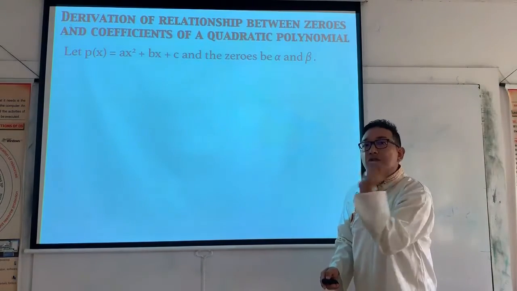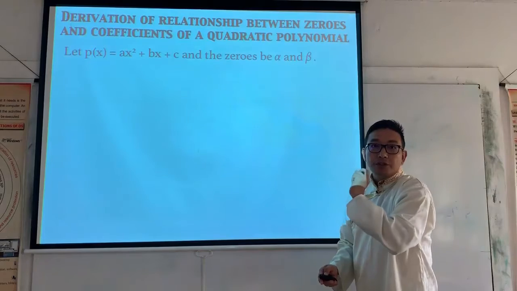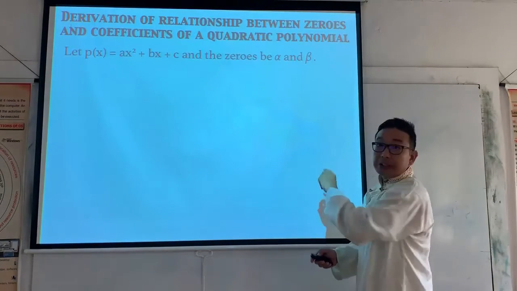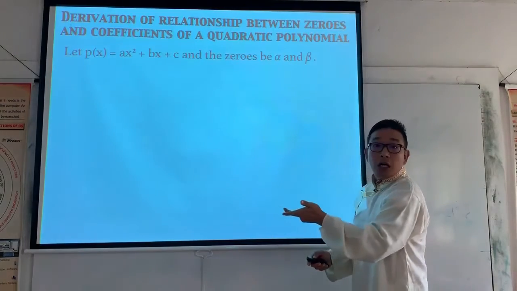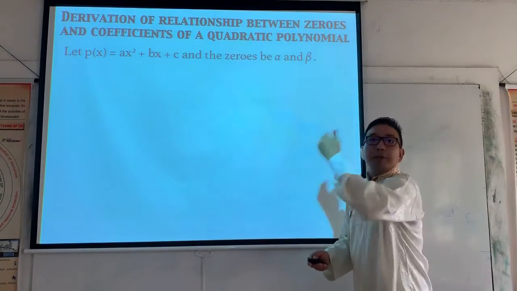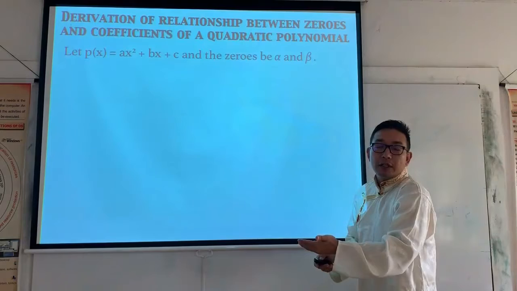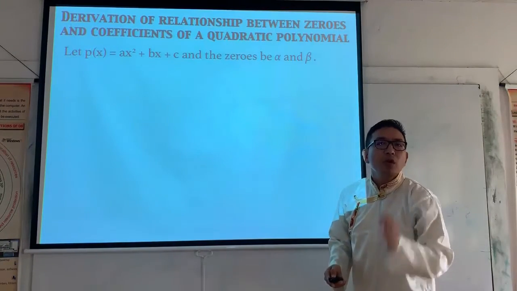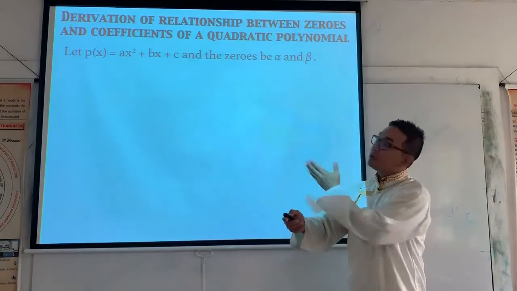The zeros are alpha and beta, so x is equal to alpha and x is equal to beta. So the factors are x minus alpha and x minus beta.